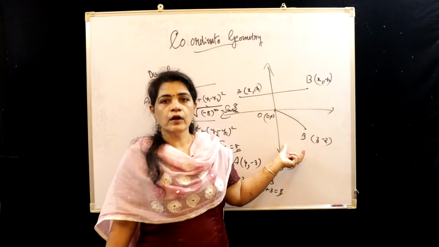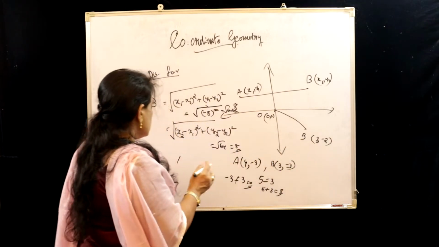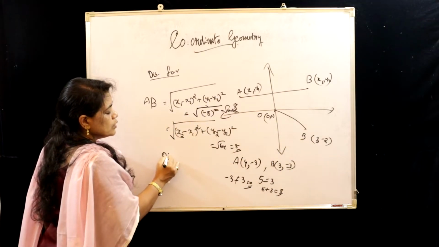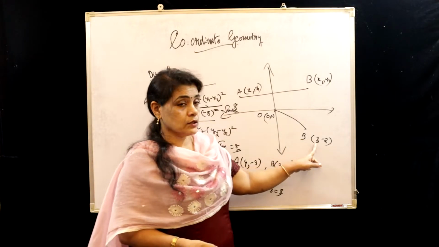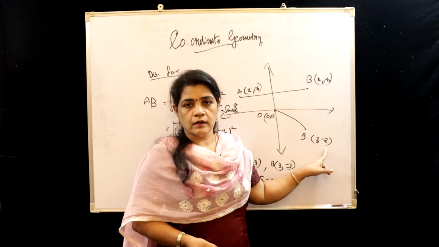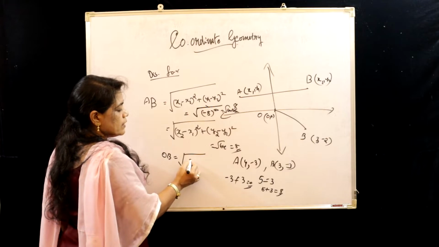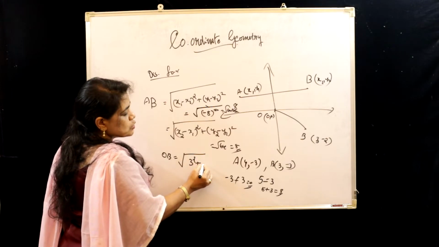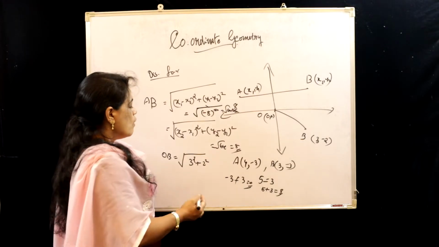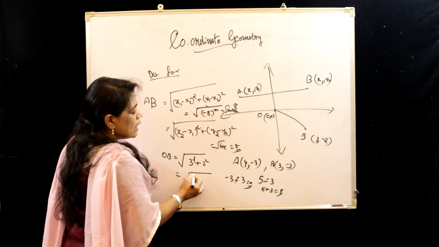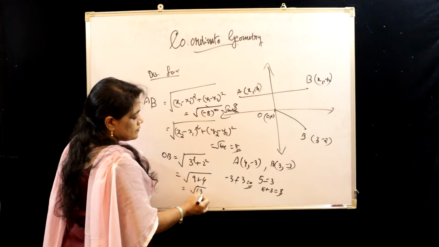Here one point is the origin. In that case the distance OB is equal to the square root of x square plus y square, that is 3 square plus 2 square. Minus 2 whole square is plus 2 whole square. That means you will have here 9 plus 4, that is root 13.